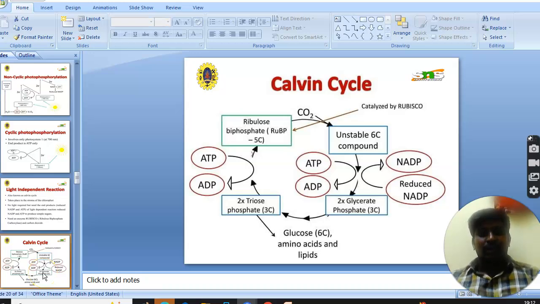Hi, good morning. In the previous slide, we saw in detail the different reactions taking place in photosynthesis, which involve dark reactions and light reactions. In this PPT, we discuss in detail the factors affecting photosynthesis.